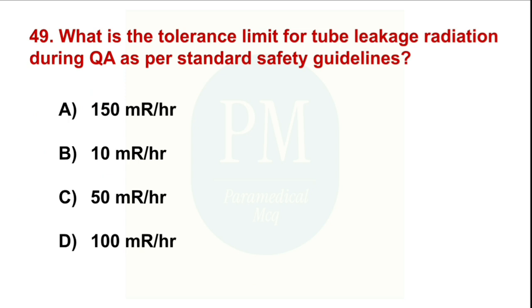What is the tolerance limit for tube leakage radiation during QA as per standard safety guidelines? Option A, 150 mR per hour. Option B, 10 mR per hour. Option C, 50 mR per hour. Option D, 100 mR per hour. The correct option is option D, 100 mR per hour.